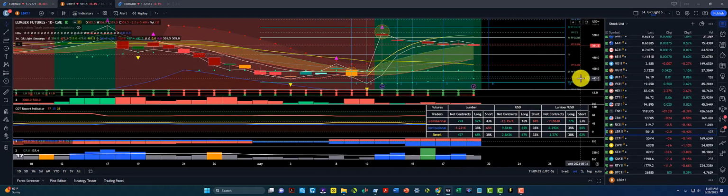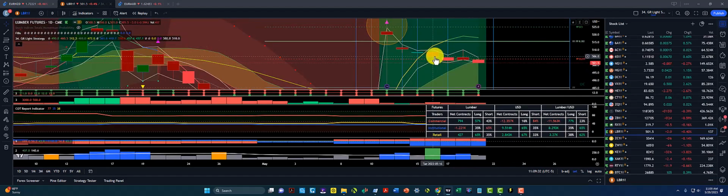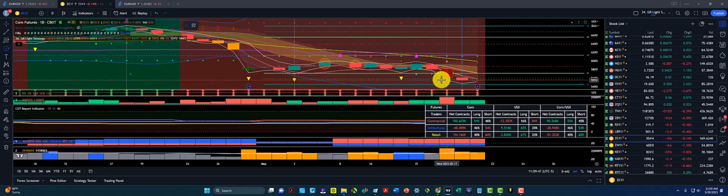Lumber futures, small gains to the downside. And no further trade the rest of the week. But look, a lot of buying with the price going down. That's interesting. Corn futures, no crowding out. Nice overall trade here to the downside.